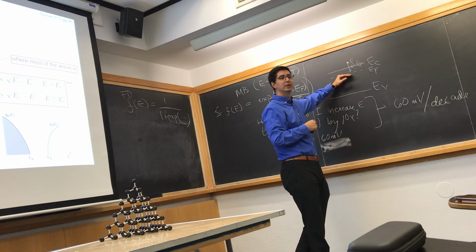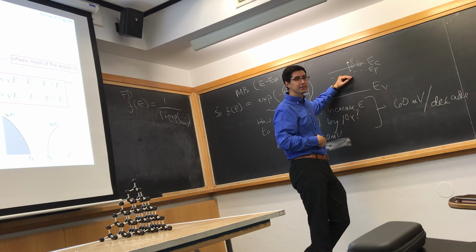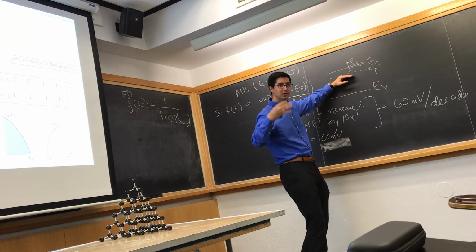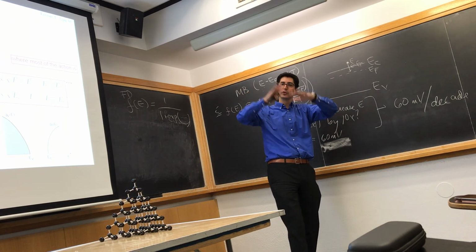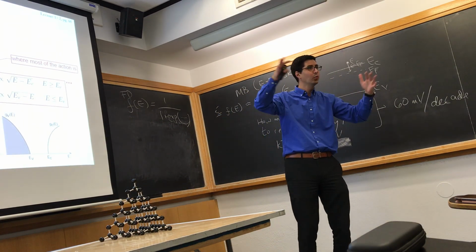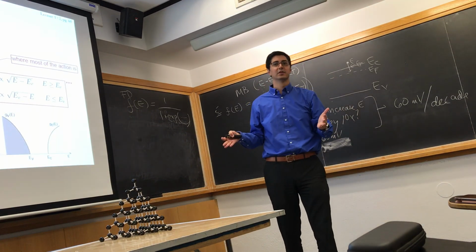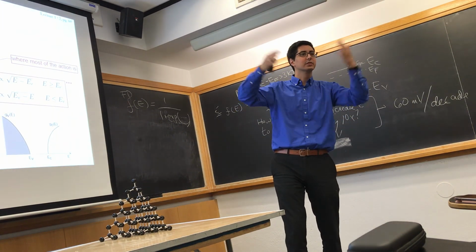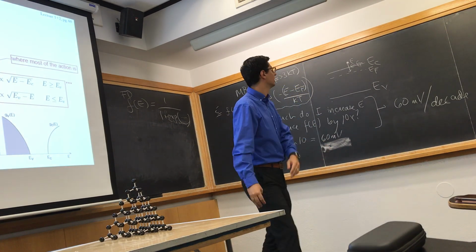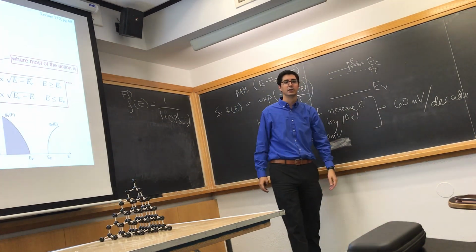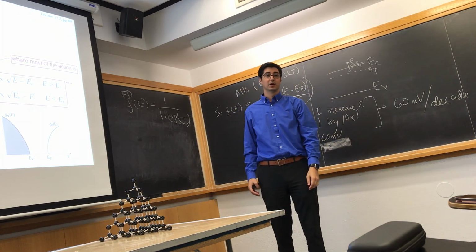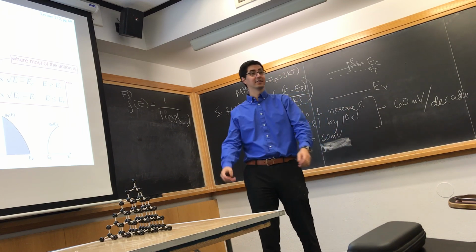So if I move my Fermi level, I had some case, and somehow I had some tool to move my Fermi level down. We don't know how to do that yet. We're going to see some way to do that. But if I could move this down by 60 millivolts, what would be your guess of what would happen to the number of electrons in the conduction band? It would reduce by 10x.